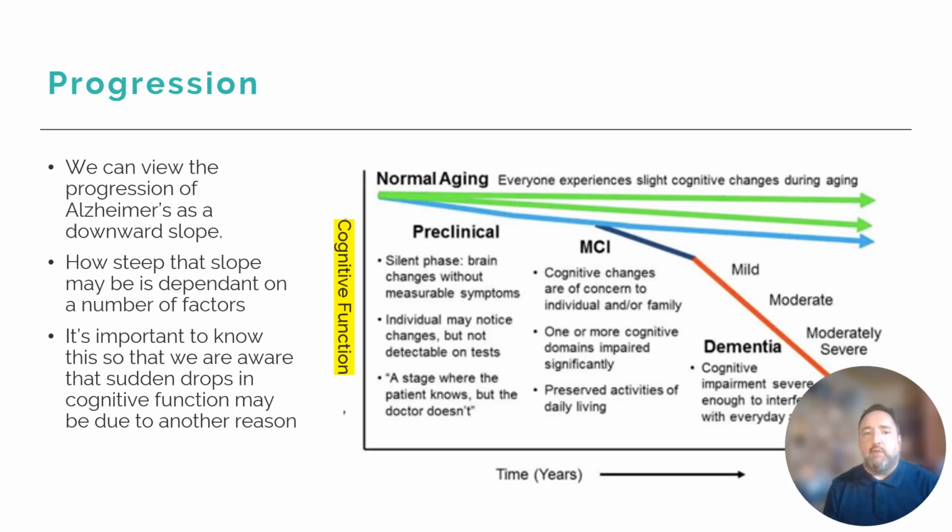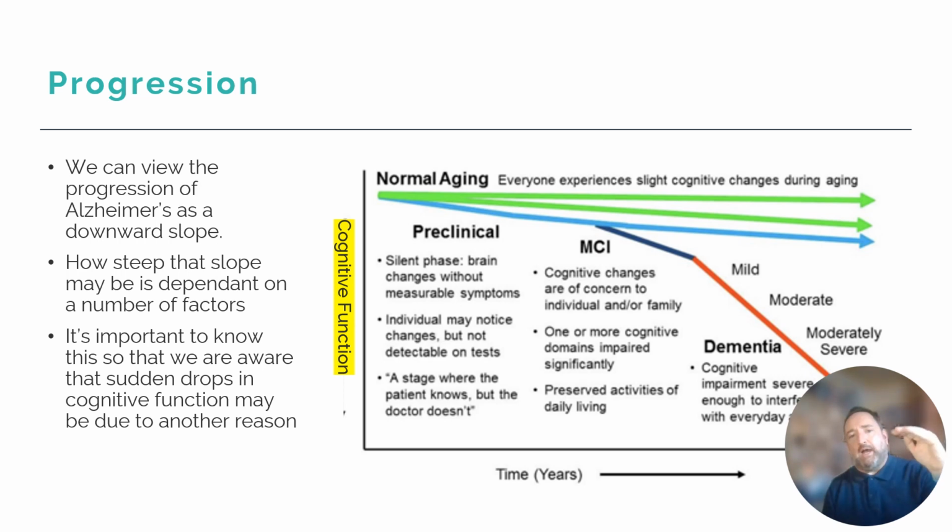So if we're talking about the progression of Alzheimer's, it is usually viewed as a downward slope. In terms of normal aging, if you talk about cognitive function on this side, time across the bottom, everybody experiences slight cognitive changes during aging. So that bit in terms of going back and checking your glasses case for where your glasses are, and forgetting the fact that you're already wearing them. That sort of stuff, that's the day-to-day, everyday stuff that affects us all.